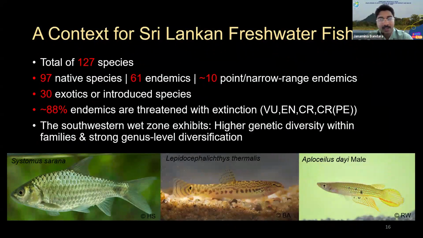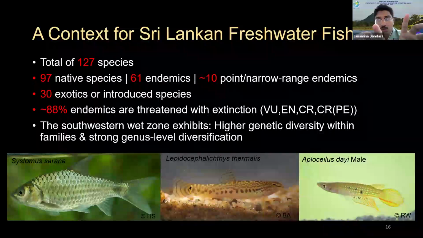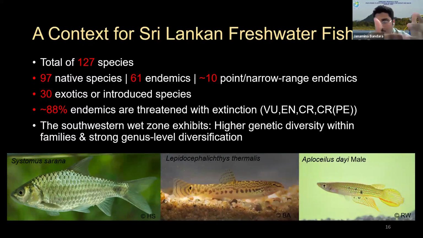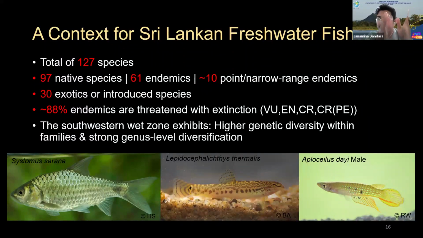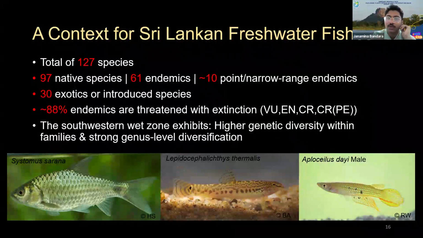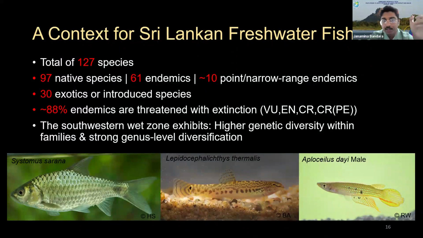And another interesting thing is that almost two-thirds, 61, are endemic to this island. And out of these 61 endemics, 10 to 12 species are considered range-restricted, microendemic, or point endemic species. So this is really important. You can see some nice photographs of some of the freshwater fishes inhabiting Sri Lanka. So yeah, 88% of endemics are also threatened with extinction. And another good point is, I'll show you a Sri Lankan map, right?